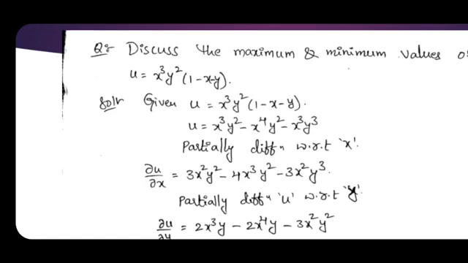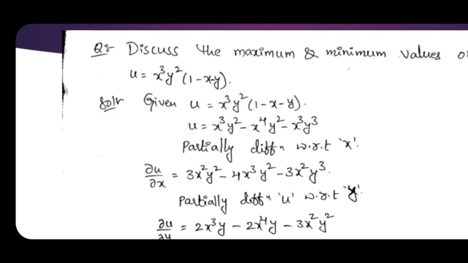These are nothing but A, B, C. A is equal to ∂²u/∂x², B is equal to ∂²u/∂x∂y, and C is equal to ∂²u/∂y². First we calculate A, B, C. After that we calculate AC minus B squared at the points we have for x and y, by substituting those values. If it is greater than 0, it must have a maximum or minimum value. If it is less than 0, it does not have extreme values.